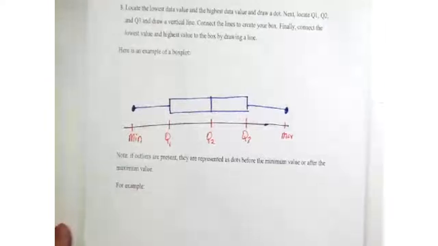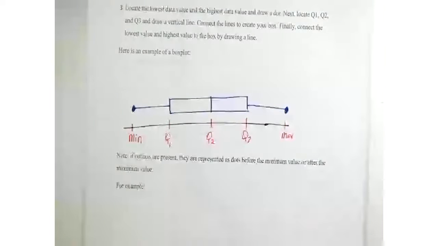And that's a box plot. Pretty good stuff, pretty boring. So note, if outliers are present, they're represented as dots before the minimum value or after the maximum value.